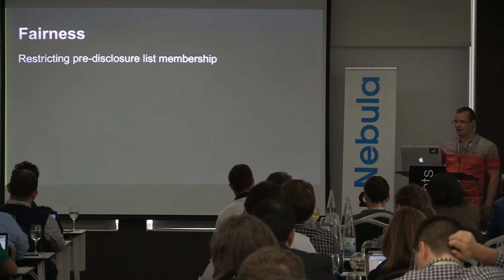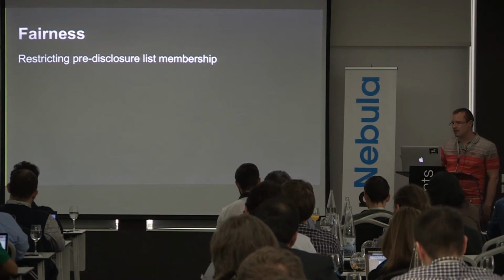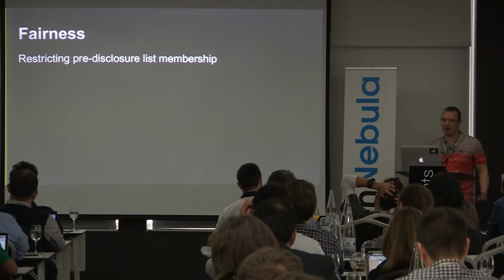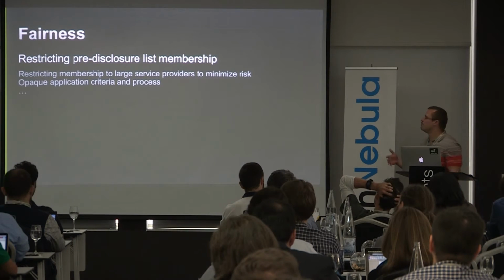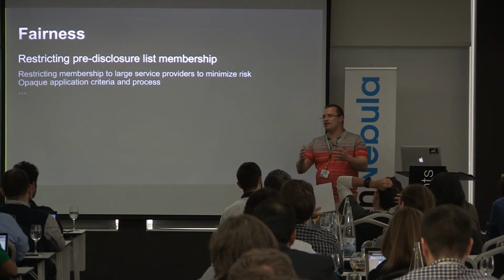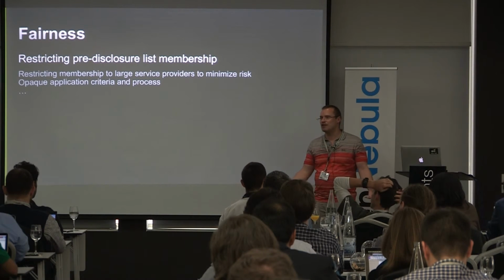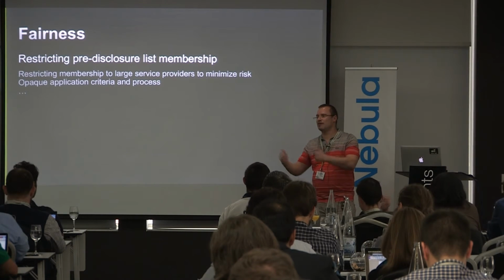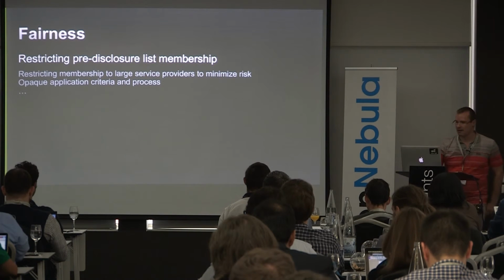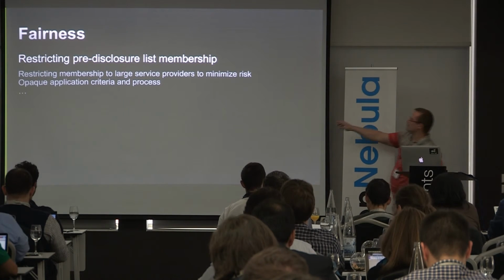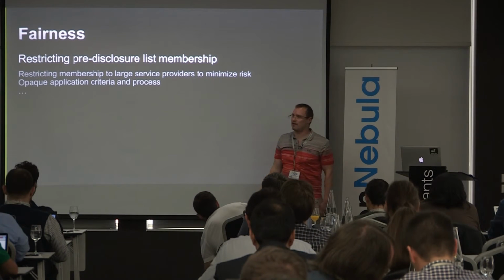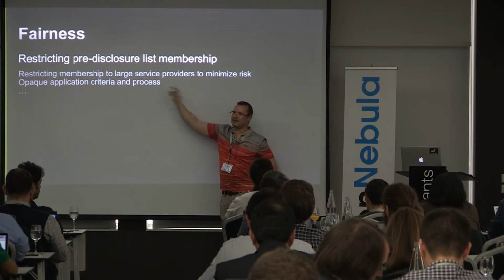To reduce the risk of leakage, you could restrict your pre-disclosure list membership. You could basically say, well, I'm only going to allow, for example, large service providers to be on that list. Or I could have a very opaque application process where it's not clear under which circumstances you qualify. And there's a lot of other ways you could do that. What's interesting, this is what we did in the early days. Xen only allowed large service providers. This is what OpenStack does today.